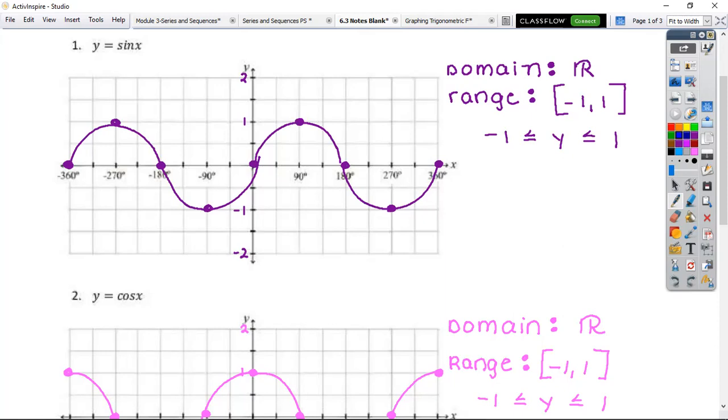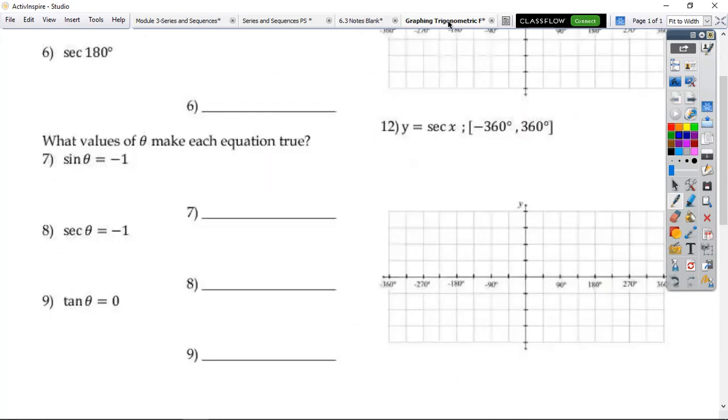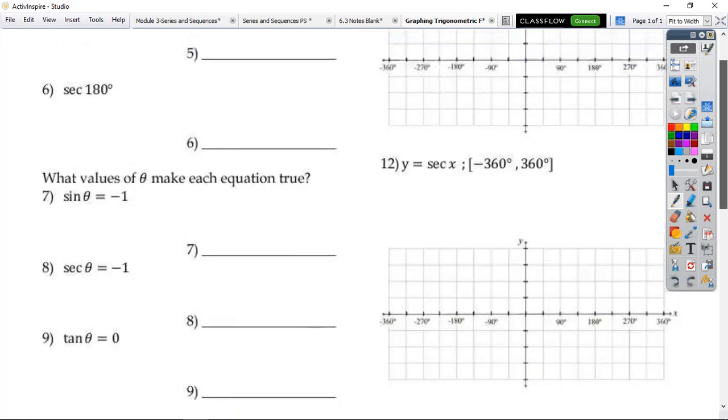So that sheet is homework. Again, refer to your pictures if you need any more than 3 right here. And then tomorrow we review. Friday is your test.